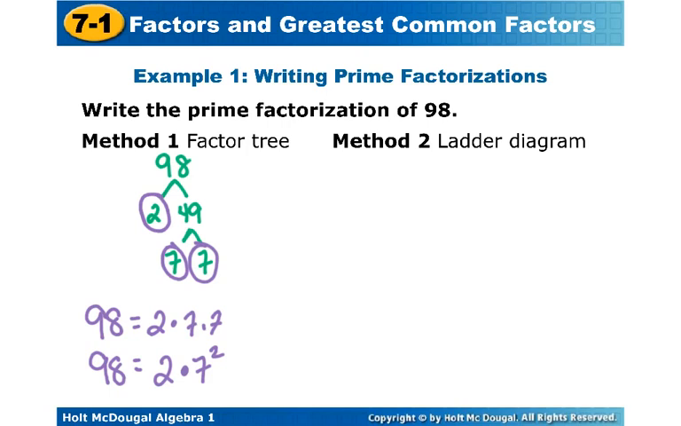Now, the second method that we're going to talk about is the ladder diagram. In order to do this, you take 98 and put it in a little box. And then you take the number and write it outside the box, so you're going to put it right there. I'm going to use the same factors of 2 and 49. So I'm going to pull out the 2. It's like an upside down division bar, but 98 divided by 2 gives me 49. So I'm going to draw another ladder, and my 49 goes in here now.